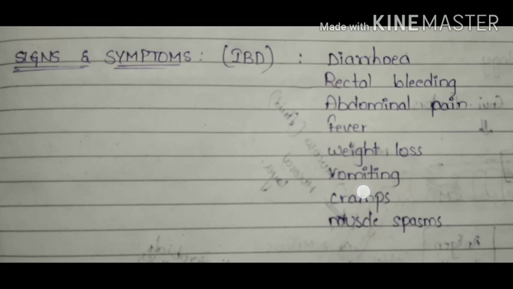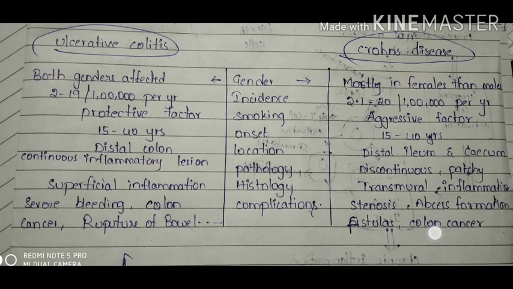Okay, we can see the differences or similarities that we are observing in both the conditions. We can differentiate them by gender, incidence, smoking, onset, location, pathology, histology and complications.